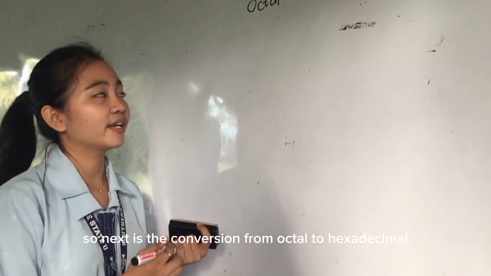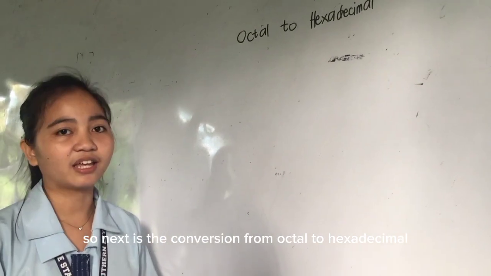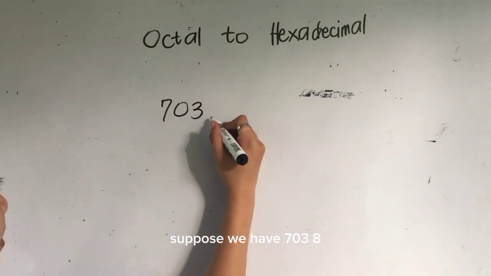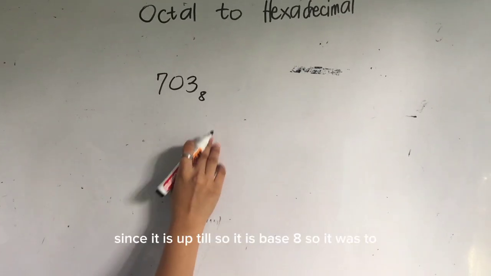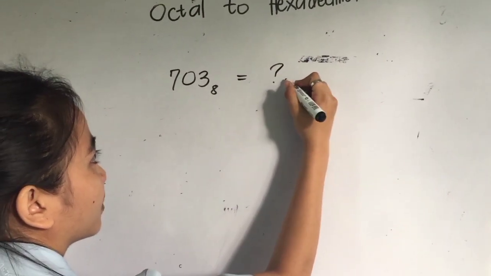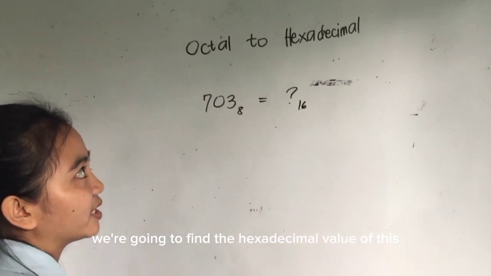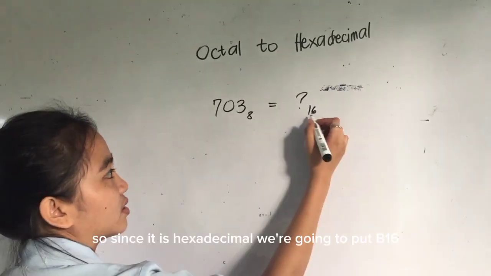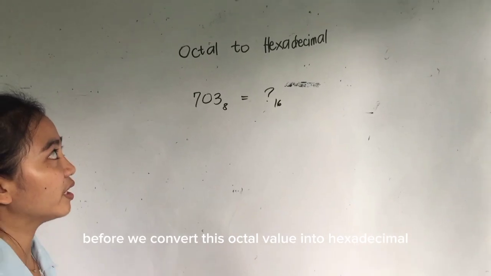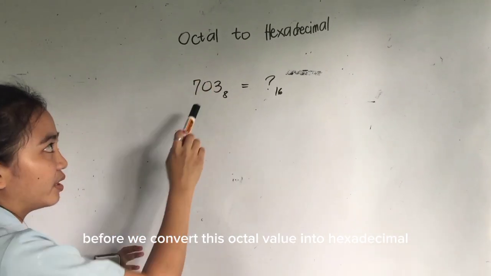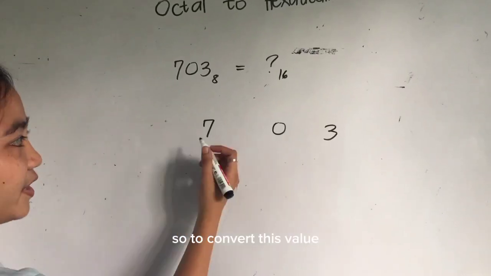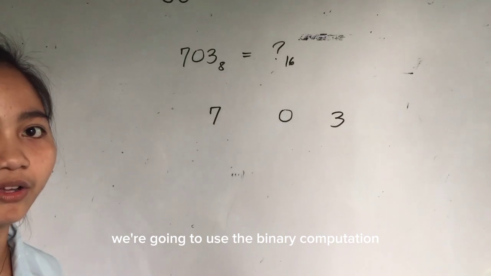So next is the decimal, so it is base 8. So equals to, we're going to find the hexadecimal value of these octal values. So since it is hexadecimal, we're going to put base 16. So first, before we convert this octal value into hexadecimal, we're going to convert it first to binary. So to convert this value, we're going to use the binary computation.